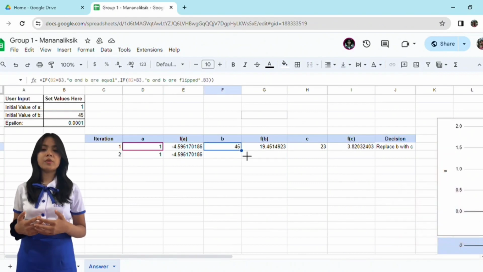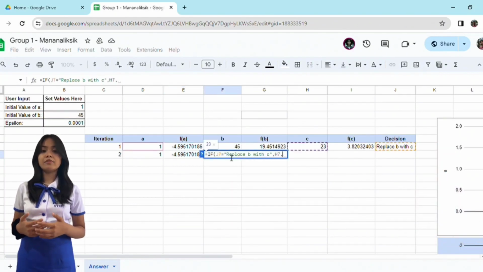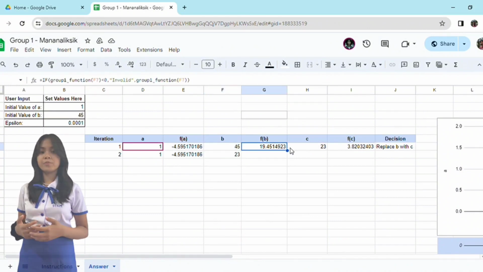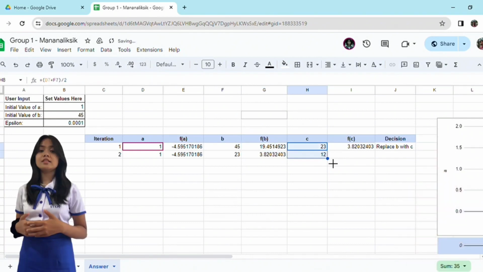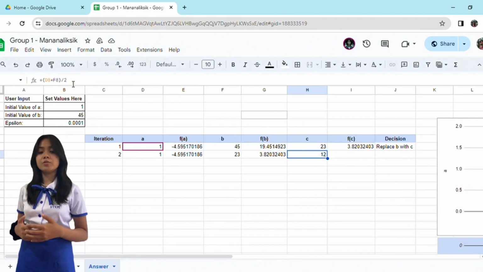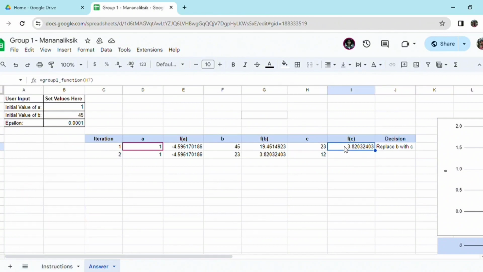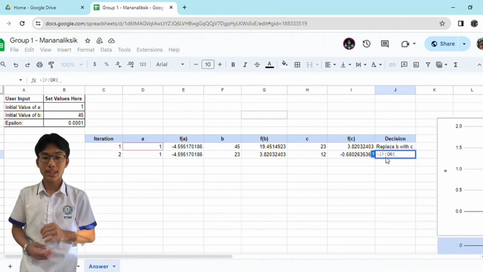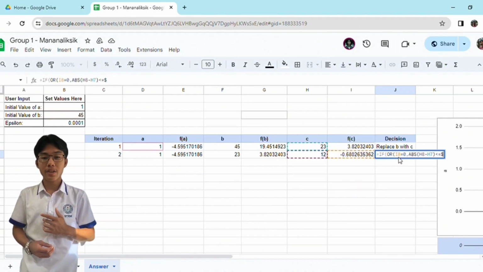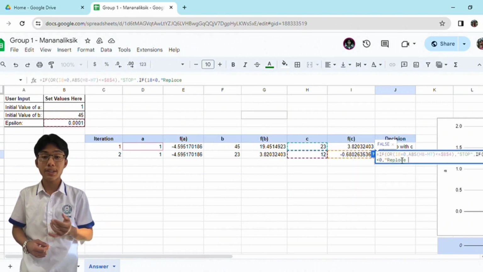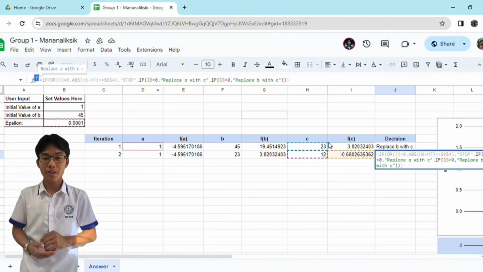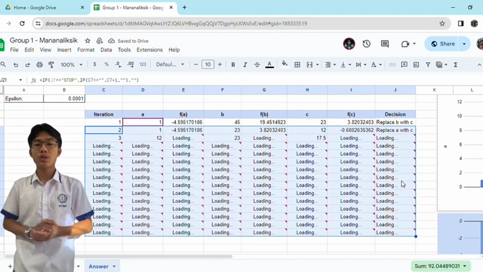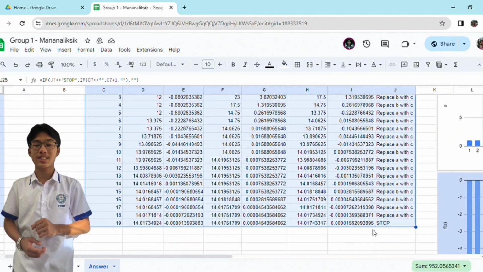As for the function evaluations f of a, f of b, and f of c, the process is the same as with the first row, where c is equal to a plus b over 2. c is equal to 1 plus 23 divided by 2. c is equal to 12. This row's decision is the same as the previous one. However, we added the condition that if the value of c minus the value of the previous c is less than or equal to 0.0001, which can be accepted as root since it is approximately 0, then it will stop the algorithm. Lastly, in the following iterations, we'll just drag the values until the decision indicates the stop.